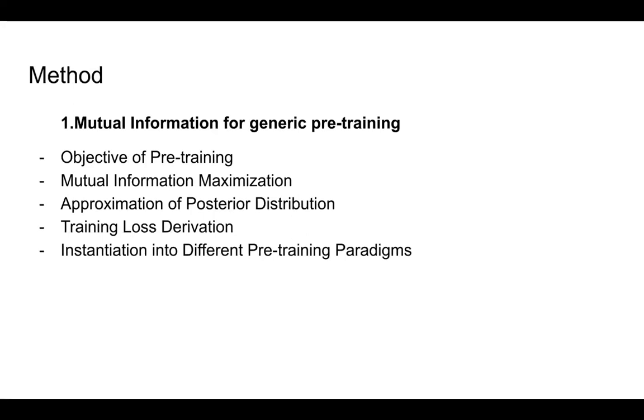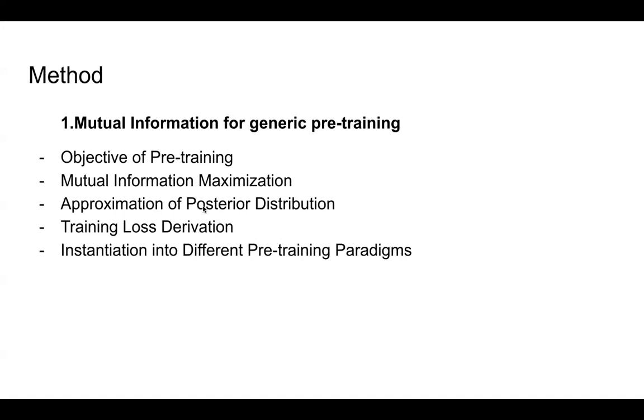Let us discuss the different methods used in this paper. First is mutual information for generic pre-training. Before diving into specific pre-training, let's understand its main goal, the objective of pre-training. Pre-training is all about teaching a computer program to understand what the data is. Another one is mutual information maximization. To make sure the program learns representations well, we use something called mutual information.